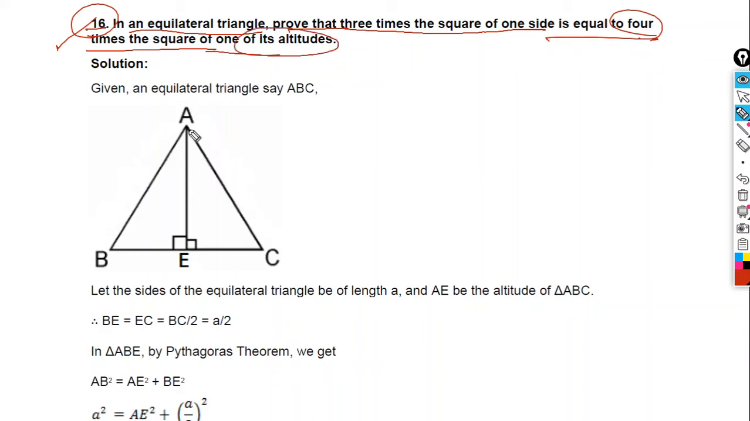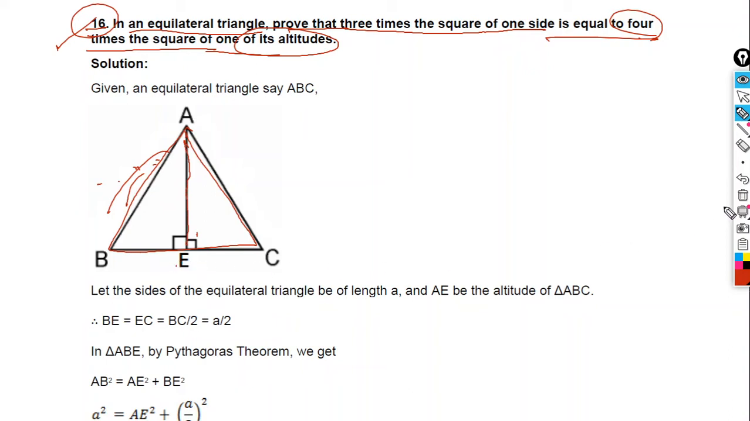So given this triangle ABC is an equilateral triangle, and what it is asking to prove is that 3 times the square of one side, so suppose one side is AB, 3 into AB square will be equal to 4 times the square of its altitude, 4 into square of AE. Okay, so this is what we have to prove.